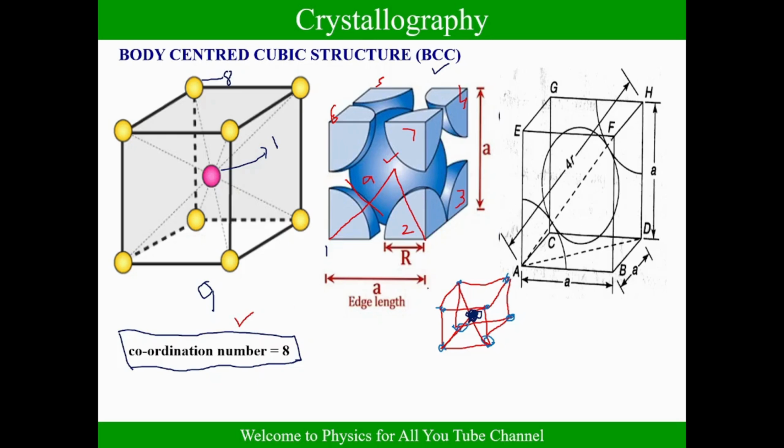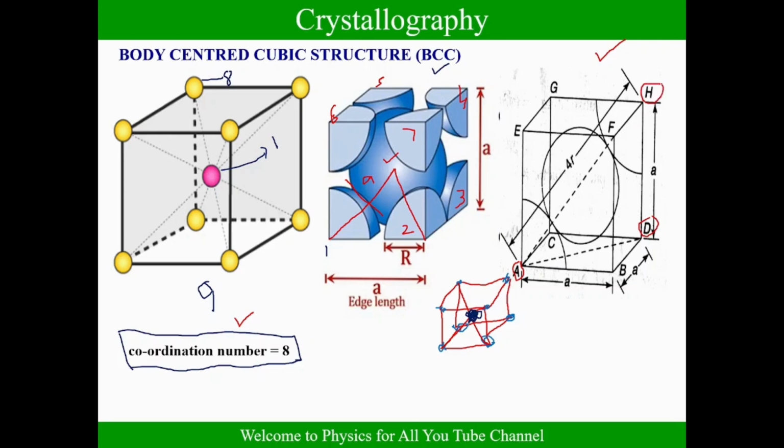After calculating the coordination number, our next aim is to calculate the relation between atomic radius and nearest neighbor distance. In order to calculate the relation between these two variables, we have to consider the third diagram. In this third diagram, we have to calculate the distance AH using the triangle ADH.